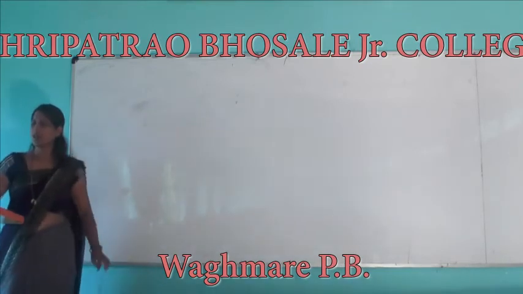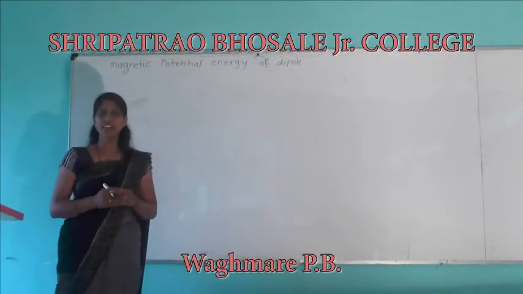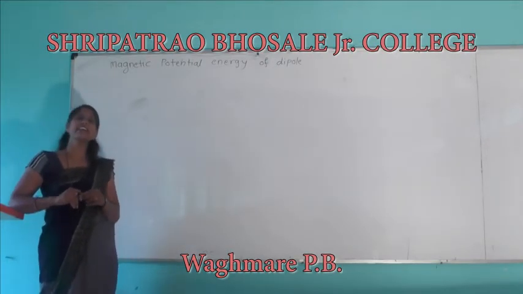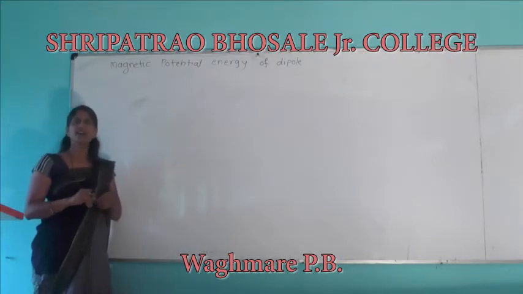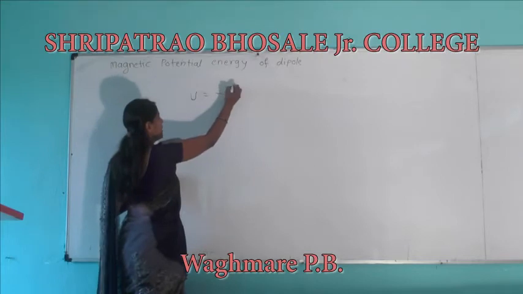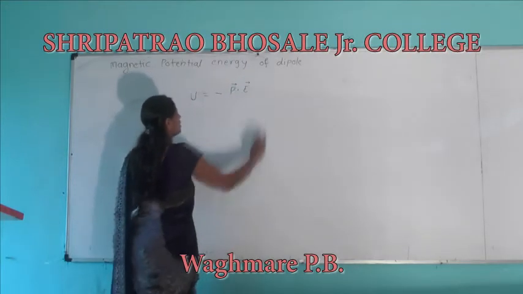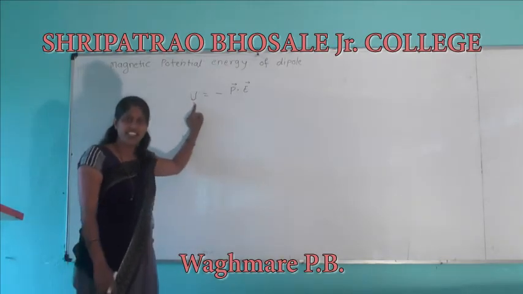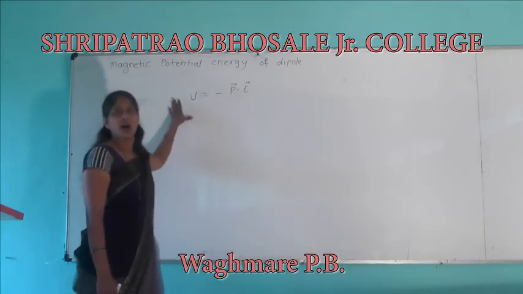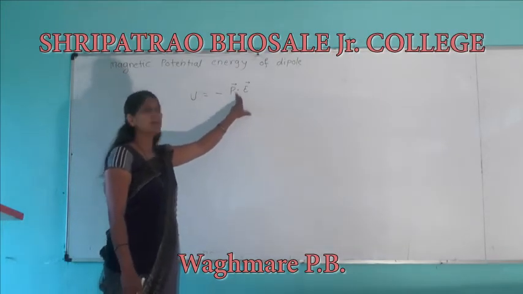Now we will discuss the magnetic potential energy. We know that electrical potential energy is associated with the electric dipole, and the potential energy of an electric dipole moment P in the electric field E is given by the equation U is equal to minus P dot E. The electrical potential energy is given by minus P dot E, because the potential energy is associated with the electric dipole. Therefore, U is equal to minus P dot E.